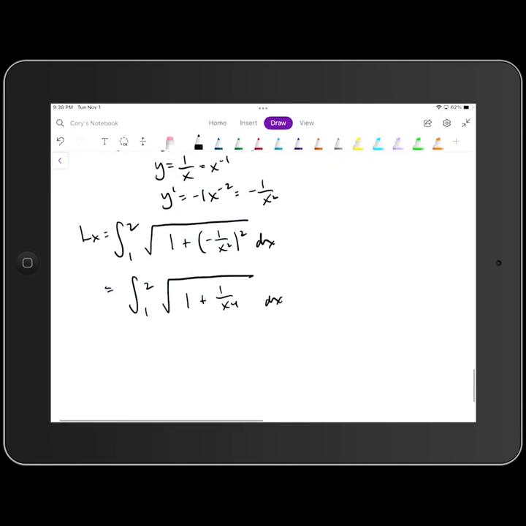You can leave things in that form. If you want to combine into a single fraction, you can do that as well. So that becomes the integral from 1 to 2 of the square root of 1 plus 1 over x to the 4th power, which we're integrating with respect to x. And I think that's acceptable as far as, excuse me, our integrand goes.